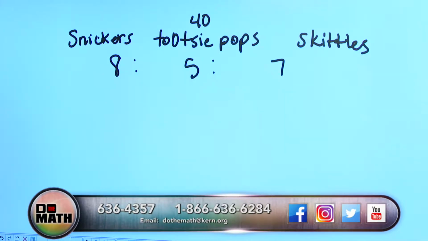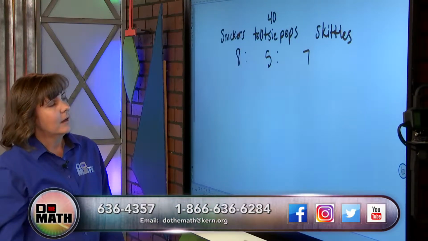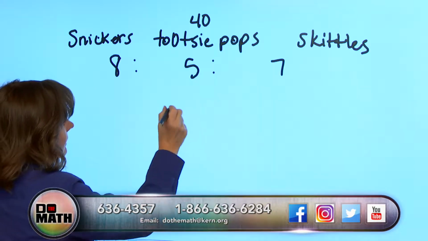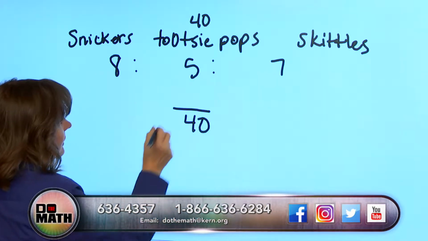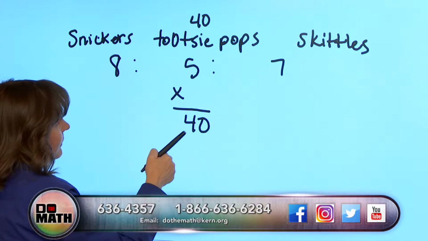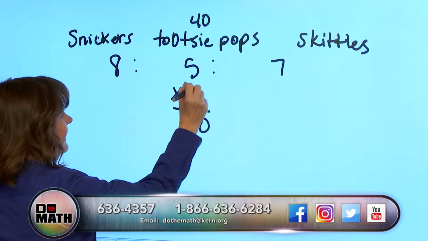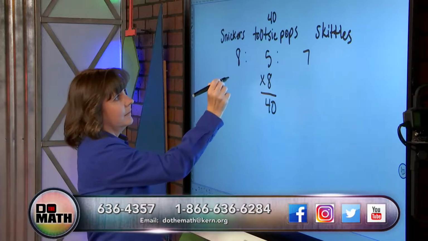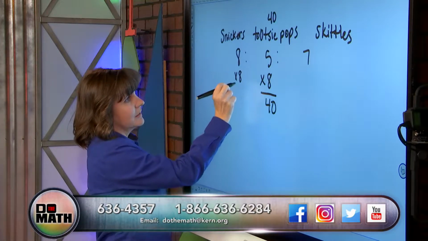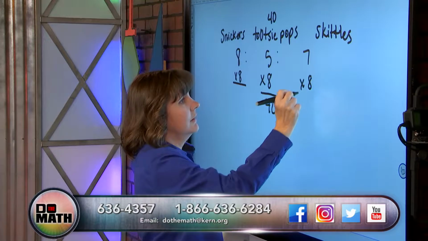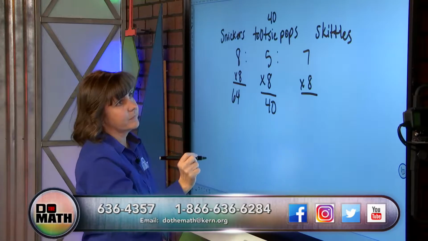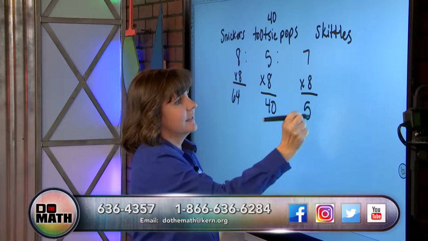Okay, so since we know how many Tootsie Pops she has, and we know the ratio of what's in the bag, we can start with what's given, which is 40 Tootsie Pops. So basically, we're trying to figure out, since it's ratios, what do you multiply 5 by to get the 40? You're going to multiply 5 by 8 to get 40. And since it's a ratio, that value is your constant of proportionality. So you're going to multiply that to the other 2 numbers, and you get 64 Snickers and 56 Skittles.